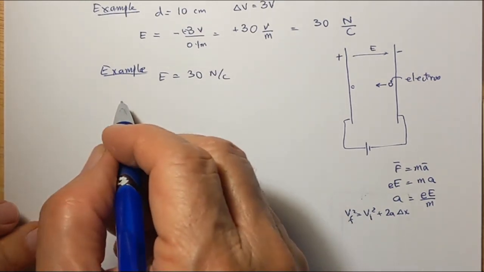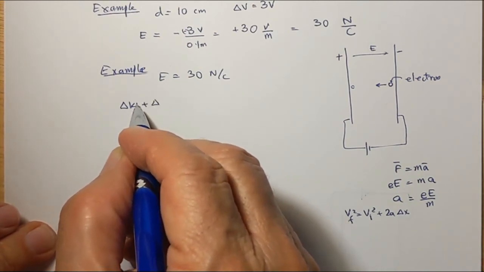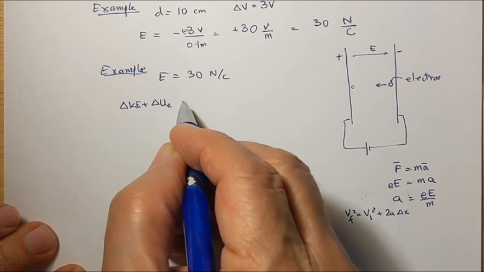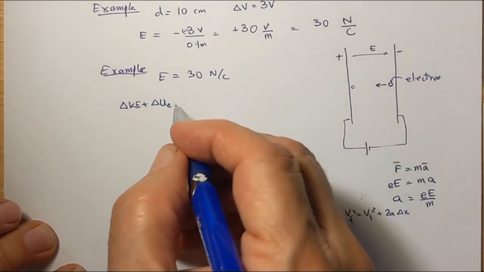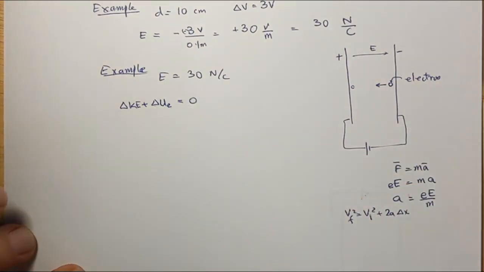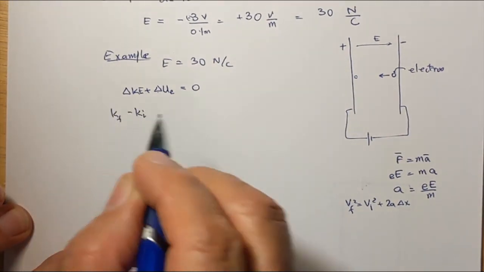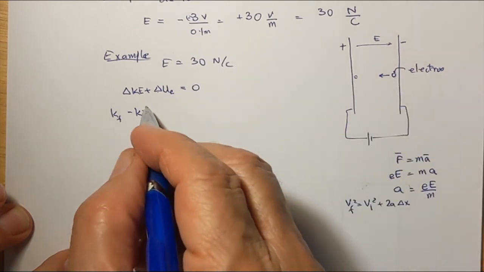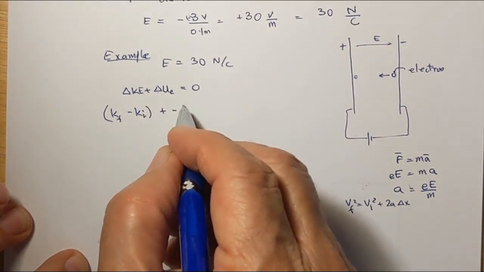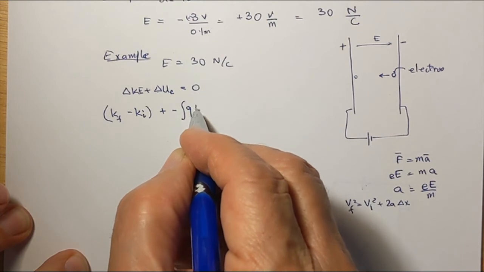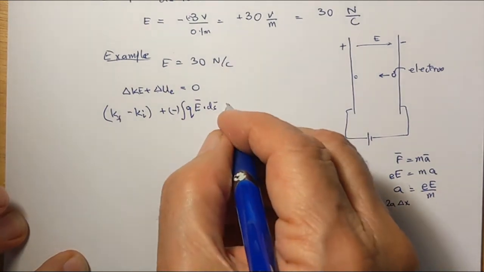But let's do it in another way, by using the energy balance equation, that is delta K, the kinetic energy, plus delta U_E equals 0, and there is no other force here. The gravitational force is downwards and it's negligible compared to the electric force. The delta K is K final minus K initial, and delta U_E is minus the integral of q E dot ds. So it's going to be delta K minus the integral of q E dot ds equals 0.